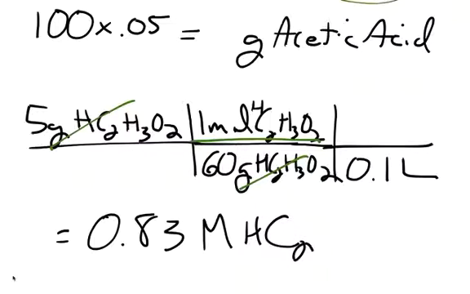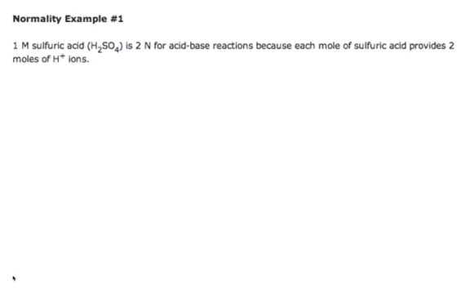So pretty low concentration, and I think normally vinegar, when you buy it from the store, is about 5% acetic acid, so it's a pretty small concentration of acid. Not tiny, but pretty small in our terms.